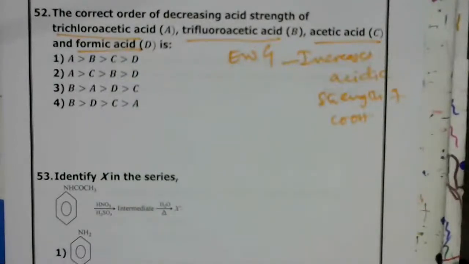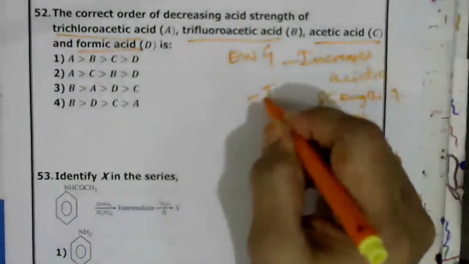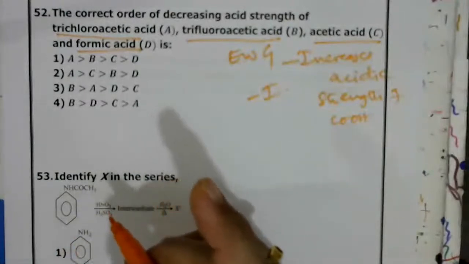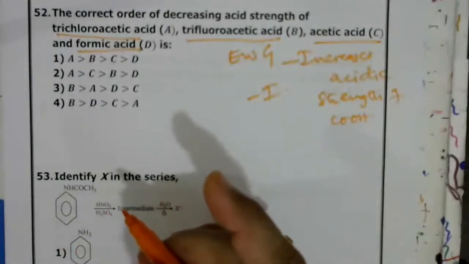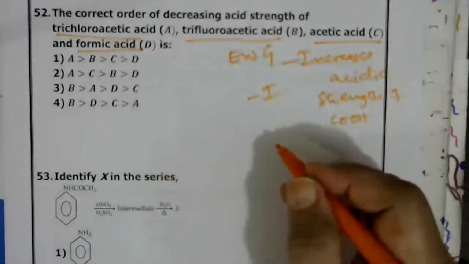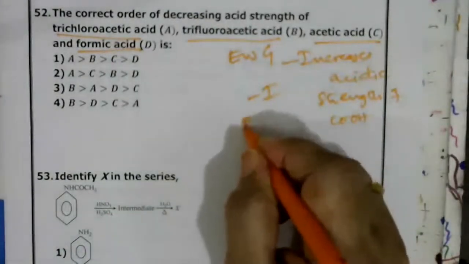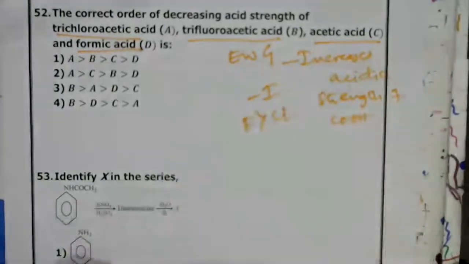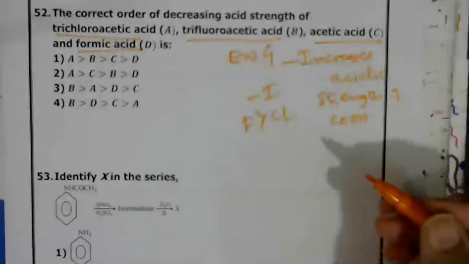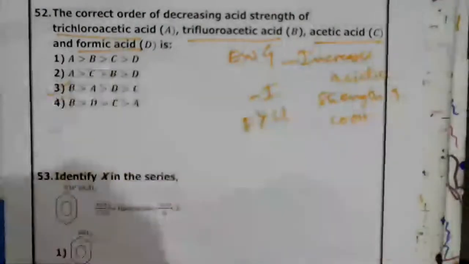Always remember that it will be the inductive effect, that is negative inductive effect. So we have to follow application of inductive effect. The negative charge on the carboxylate ion is dispersed more in case of fluorine atom, because fluorine is more electronegative than chlorine. As I said, the more the electron withdrawing group, the stronger the acid. Therefore, answer is what? Third option.